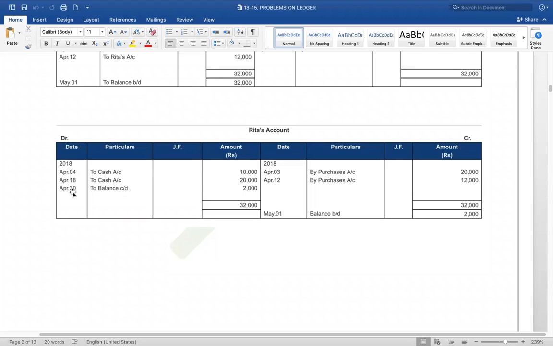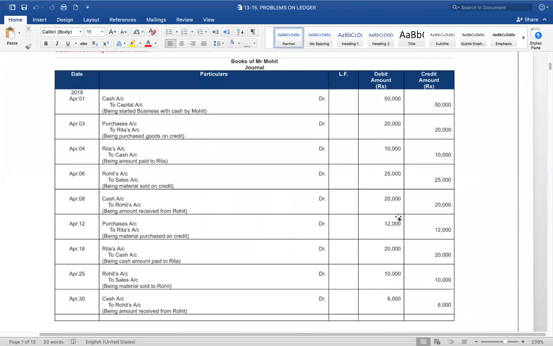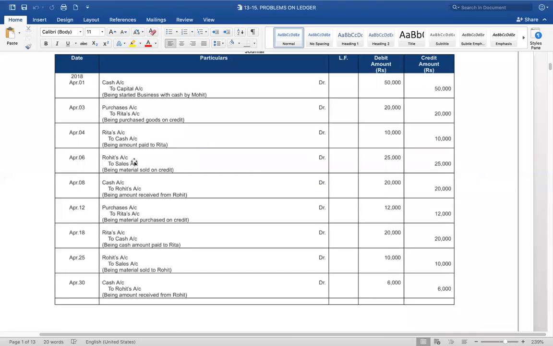And what was closing on the last day will become opening on the next accounting period. So the next accounting period's first day is May 1st, and by balance brought down 2,000. Next, Rita is over, cash is over.